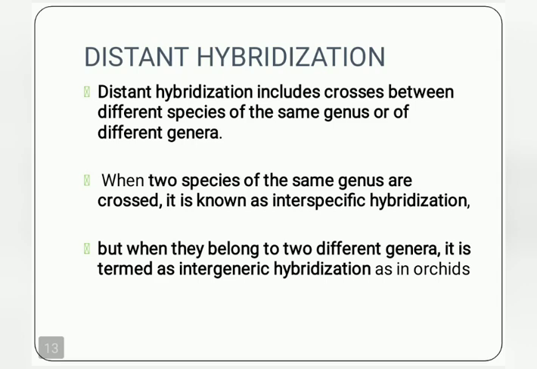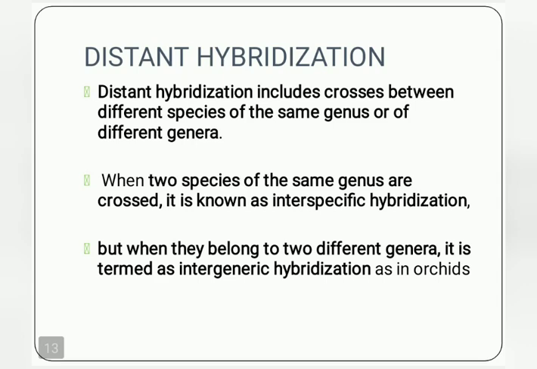Whereas the first category we studied, intervarietal hybridization, is at a lower level, that means it comes under the species. So intervarietal hybridization means crossing between two different varieties of the same species, whereas wide hybridization or distant hybridization means crossing between two different species or two different genera. Based on this, whether it is two species or two different genera, it is again divided into two categories or two types.